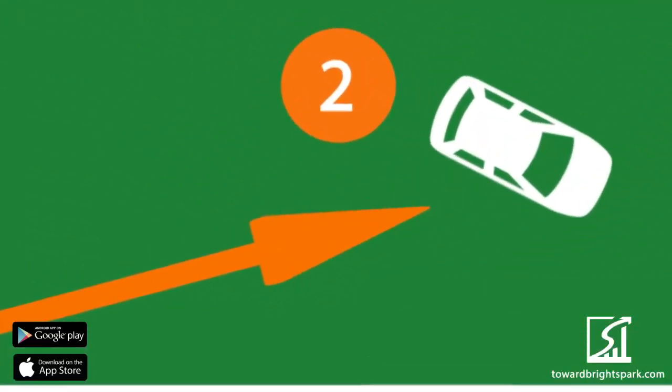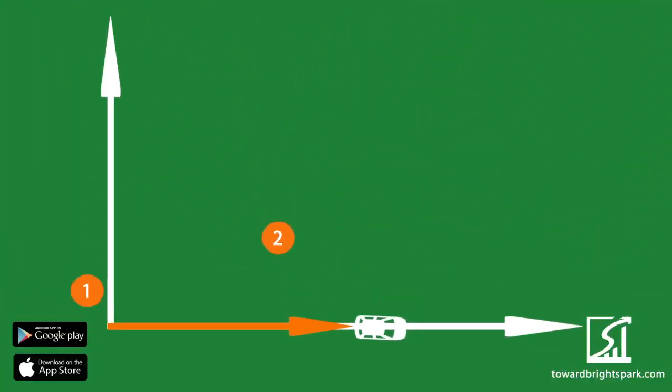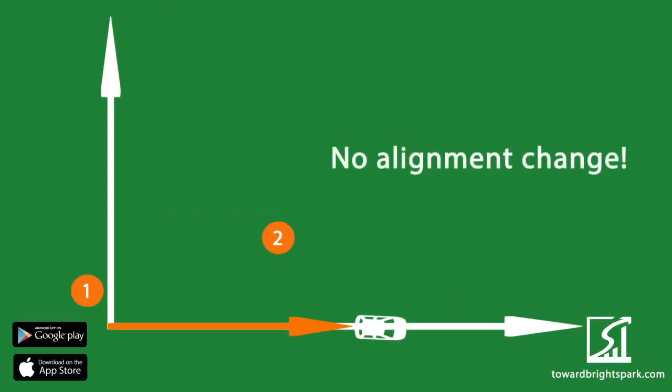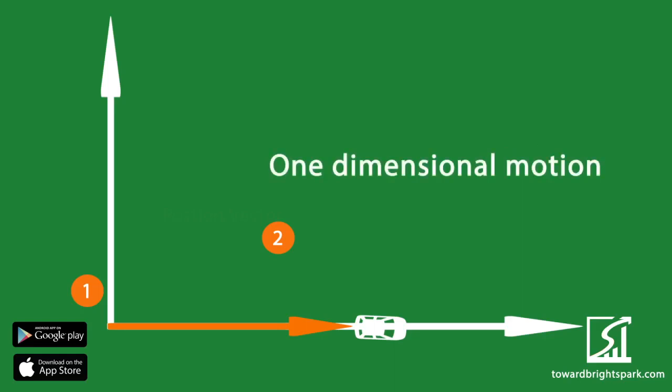Following the motion from point 2, as you can see, the alignment of the position vector does not change. We call this type of motion one-dimensional motion.